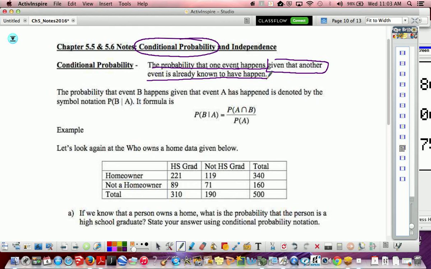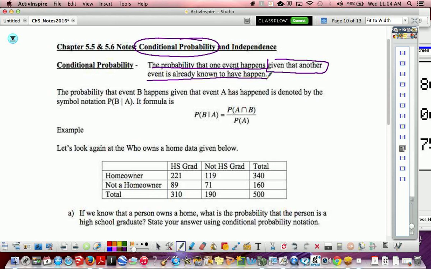But I might ask, what's the probability that I draw a jack on the second draw, given I drew a jack on the first draw? That would change the probability, because there would be 1 less card in the deck and 1 less jack. So the probabilities can change. We'll be talking specifically about those types of situations.